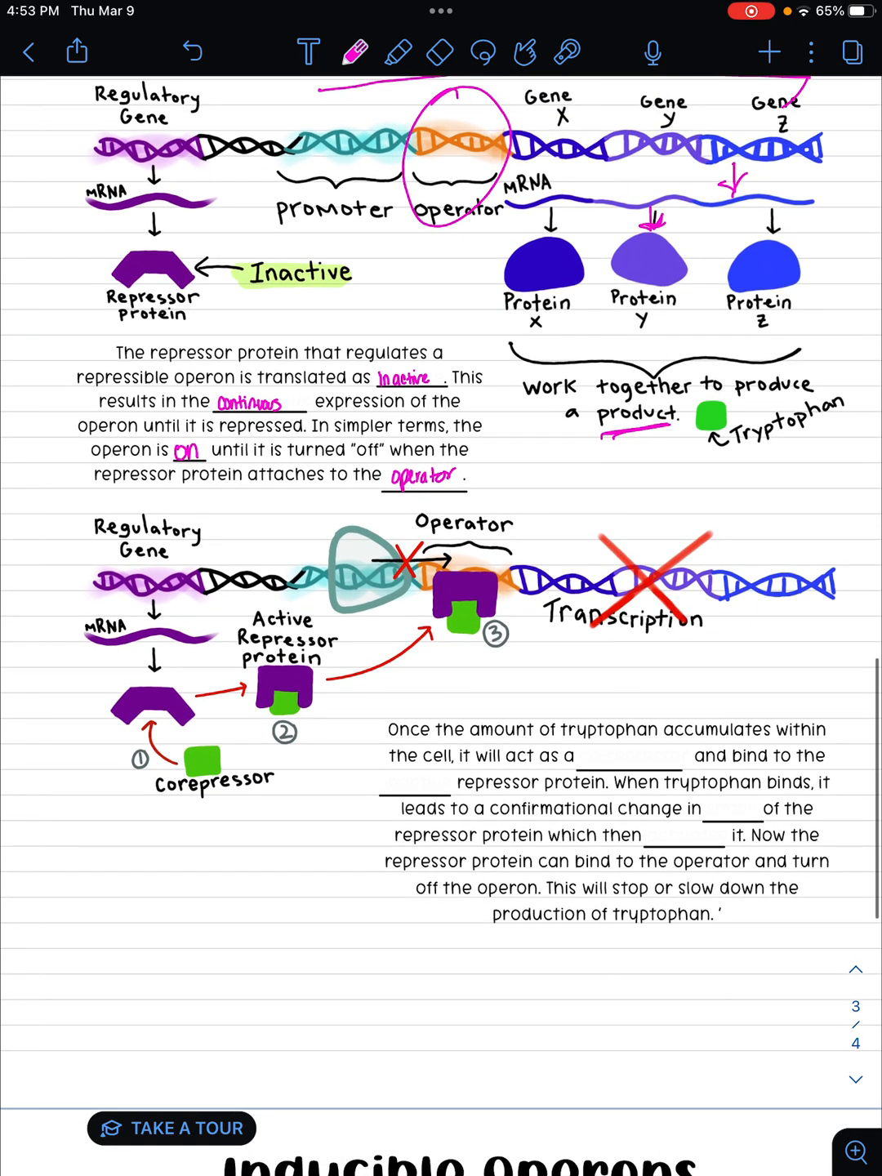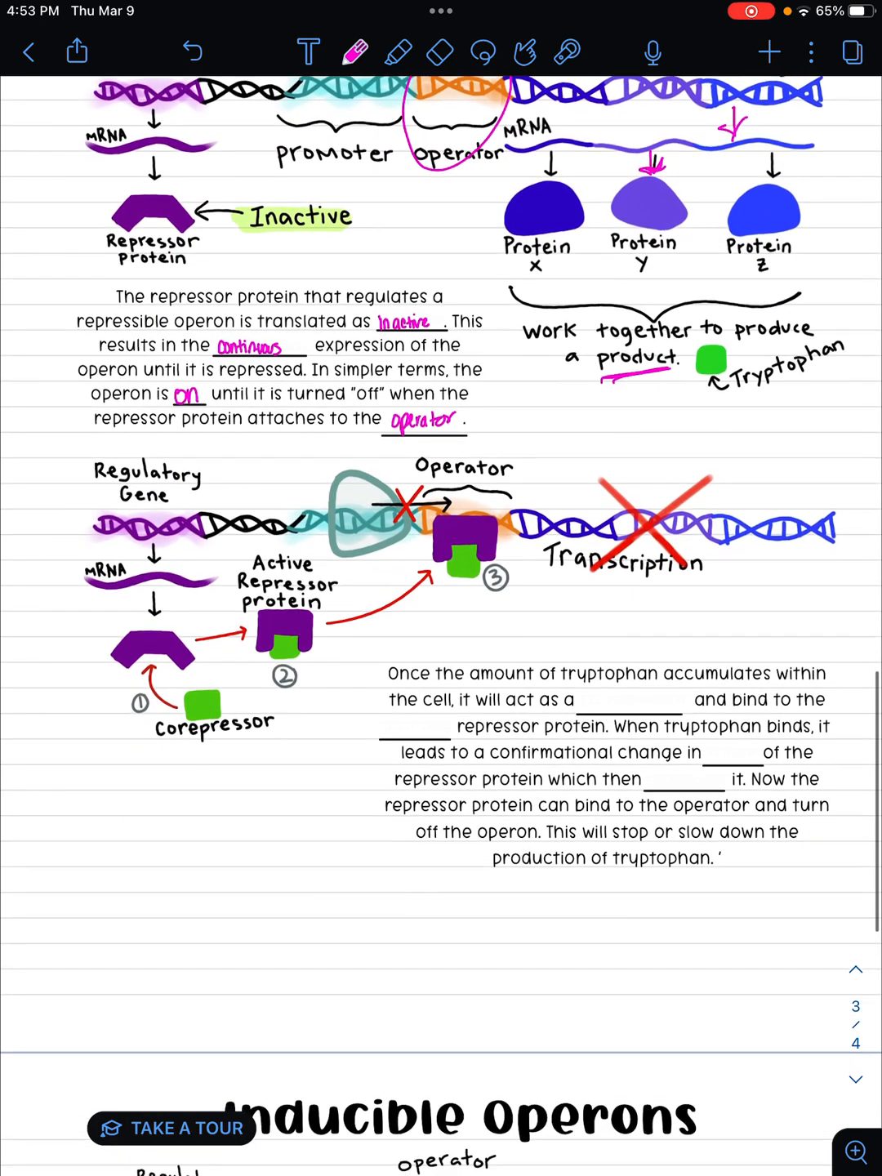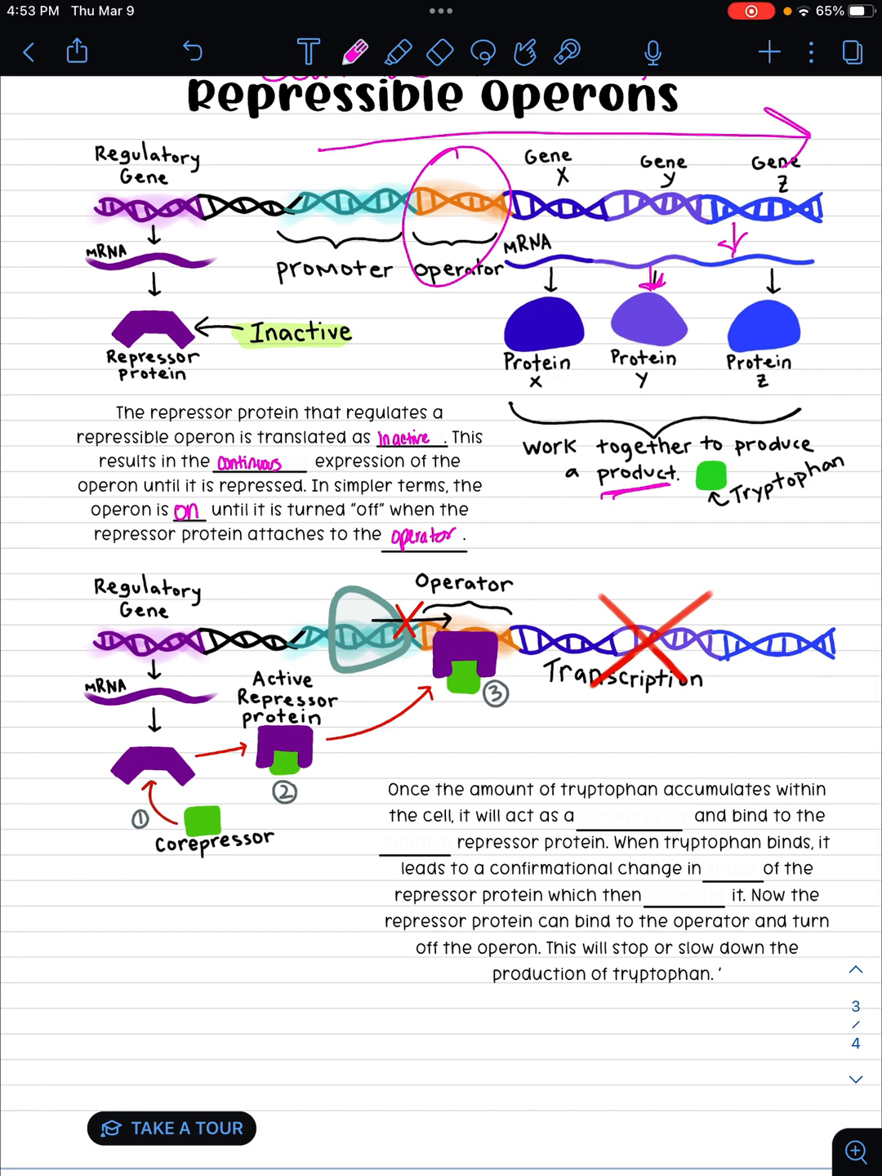All right, so right now, remember, up here, it's active, the RNA polymerase is reading, we're making proteins, just trucking along, we're in the on position. But hey, maybe I don't need this product up here to be made anymore. Maybe I have too much. So if I have too much, for this example of tryptophan, then I don't need any more, okay? It's almost like a factory.